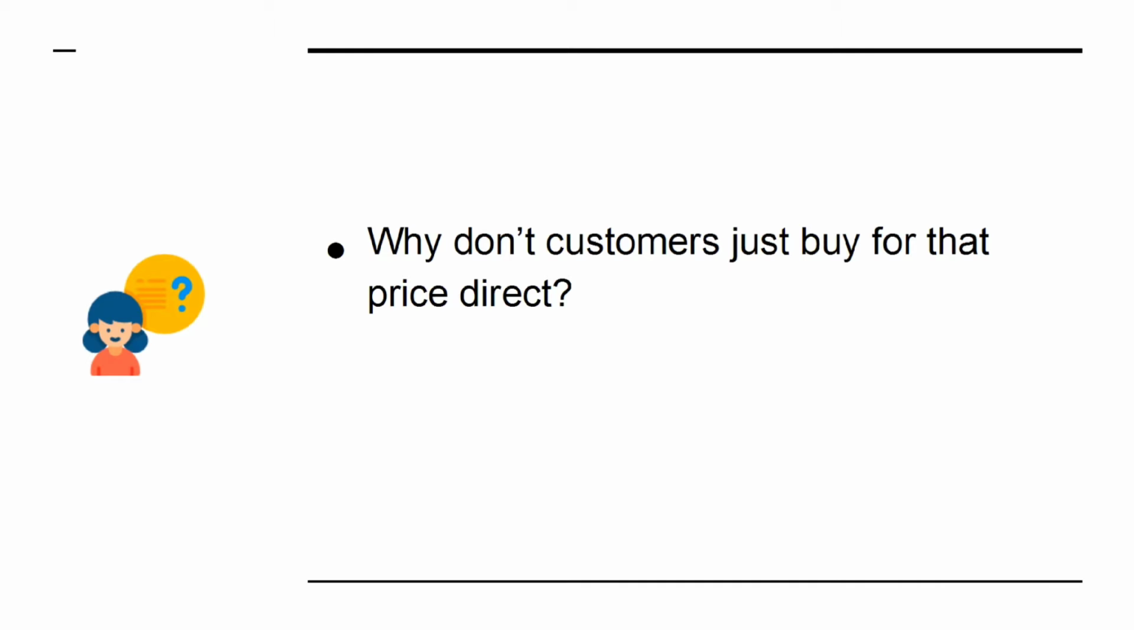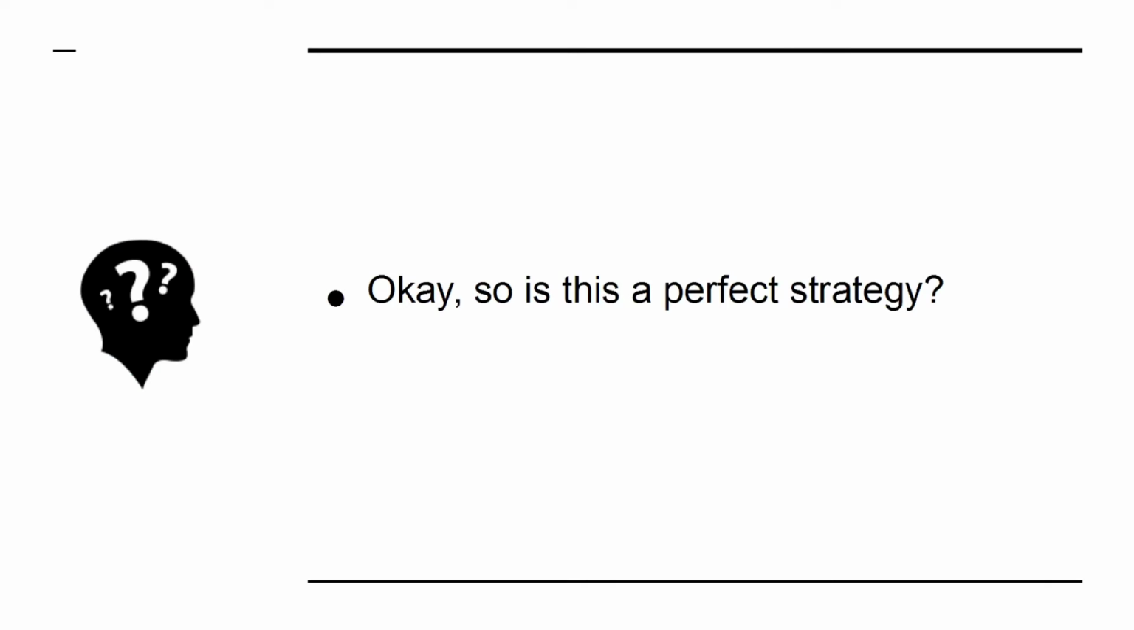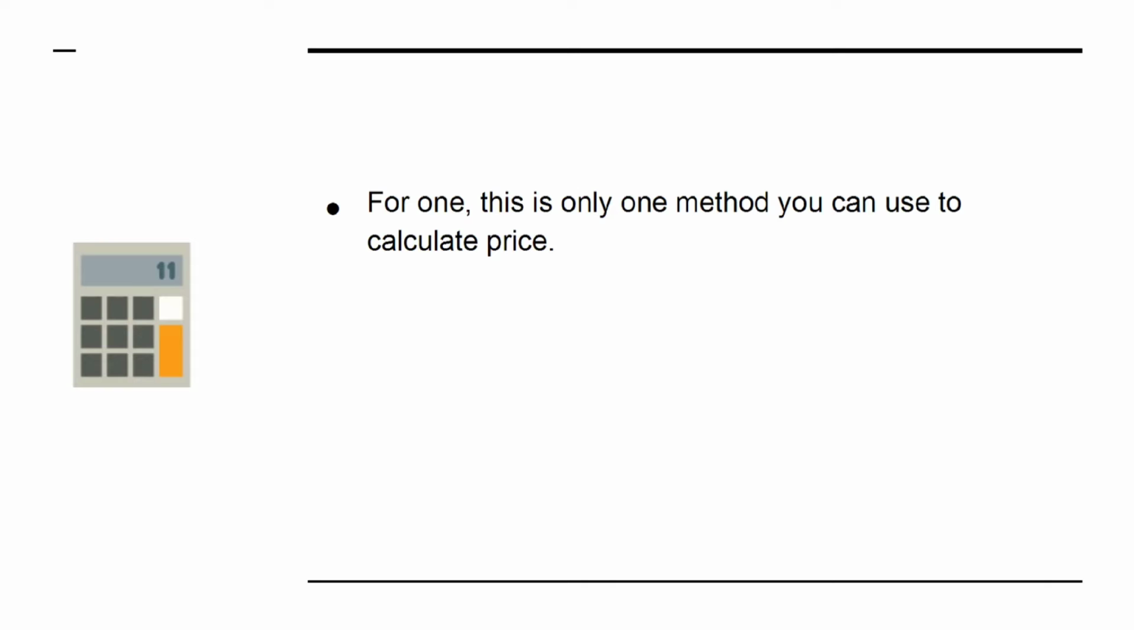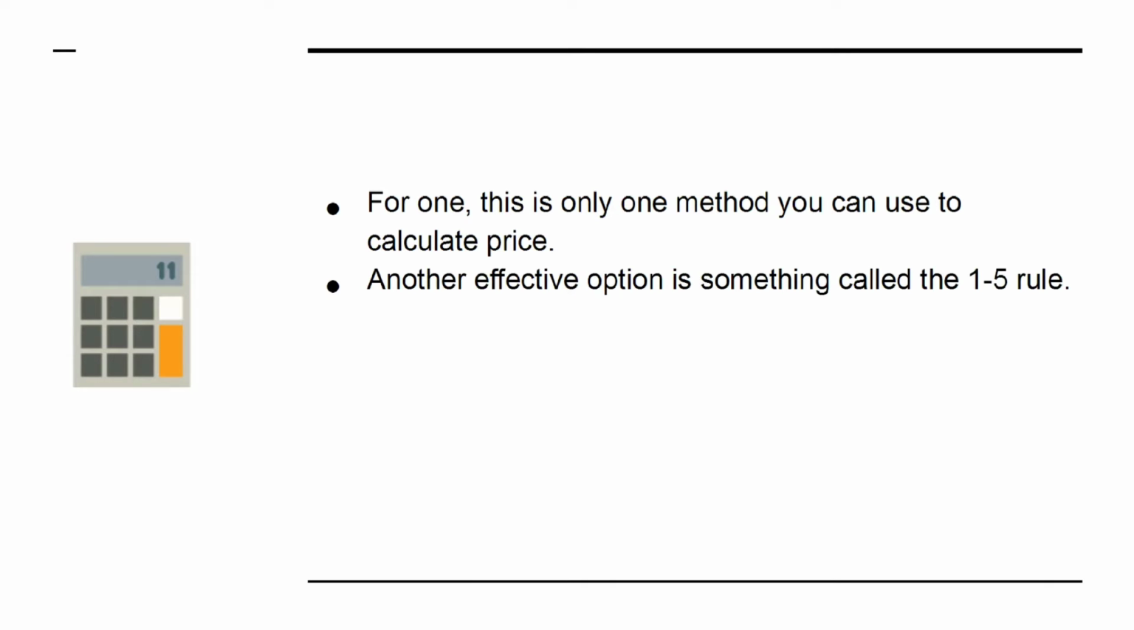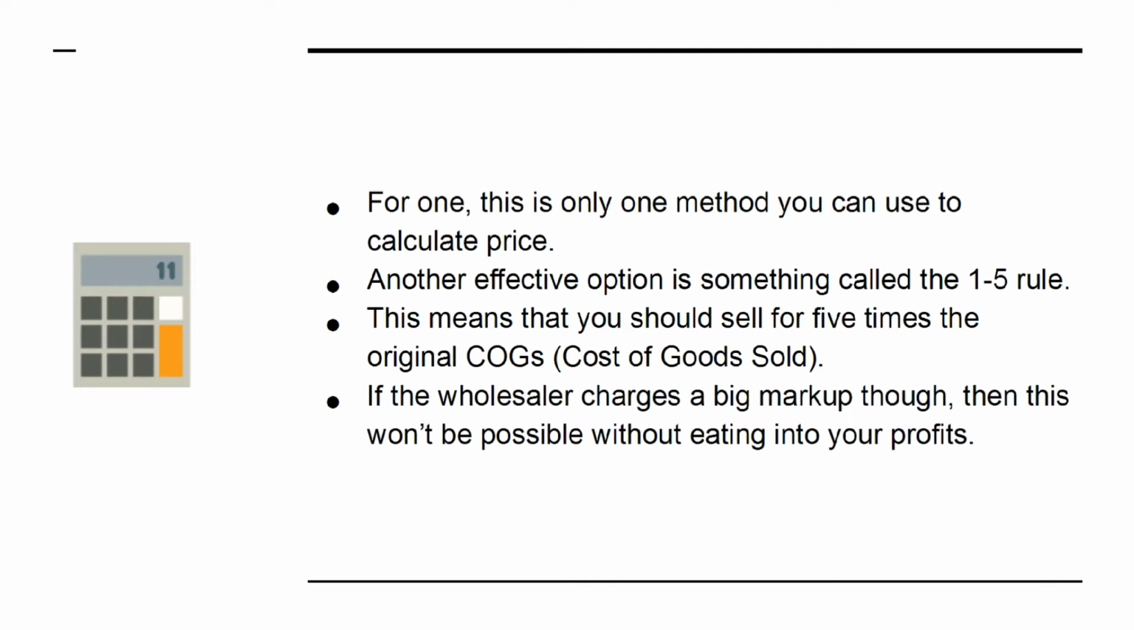Why don't customers just buy for that price direct? Mostly because wholesalers will only sell in bulk. Okay, so is this a perfect strategy? Not quite. For one, this is only one method you can use to calculate price. Another effective option is something called the 1-to-5 rule. This means that you should sell for 5 times the original COGs, cost of goods sold. If the wholesaler charges a big markup though, then this won't be possible without eating into your profits.